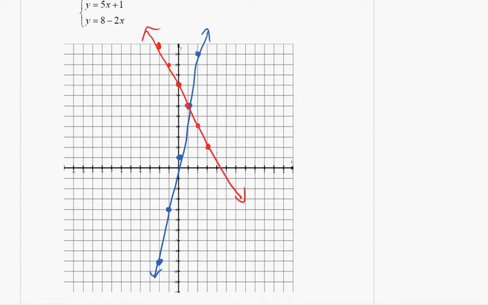Now if you picture this red line stretching off to infinity in both directions, down this way and up that way, and then if you picture this blue line stretching off to infinity over here and down here, they will never again intersect each other. So this is the one and only place right here where those two lines intersect.